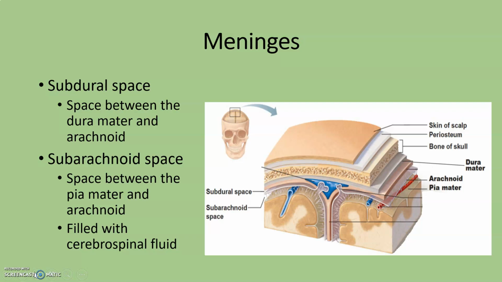The subarachnoid space is the space between the pia mater and the arachnoid. And a significant feature of the subarachnoid space is that it is filled with a special fluid called cerebrospinal fluid. This cerebrospinal fluid bathes the brain, and one of its functions is to provide additional protection.